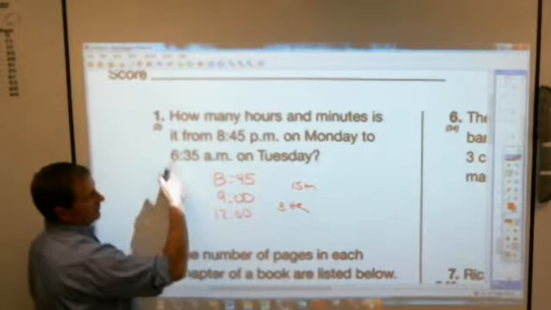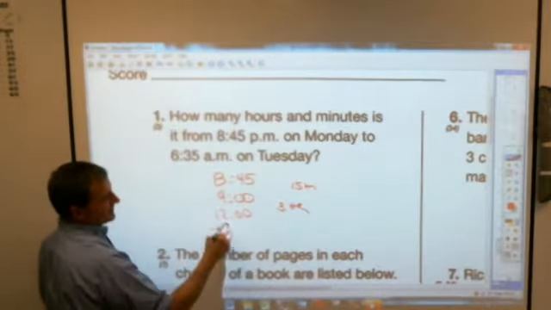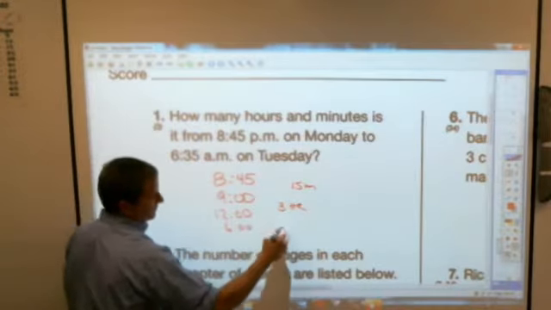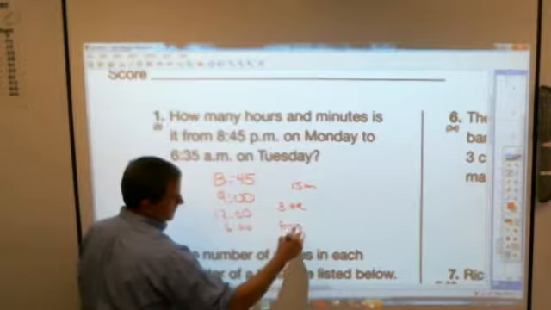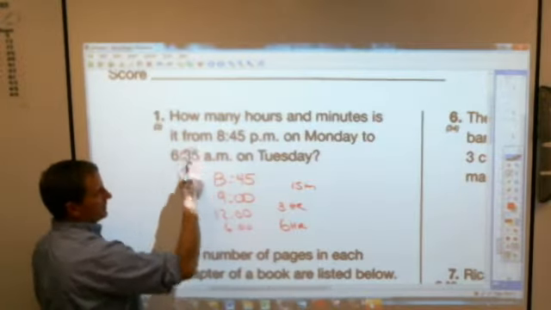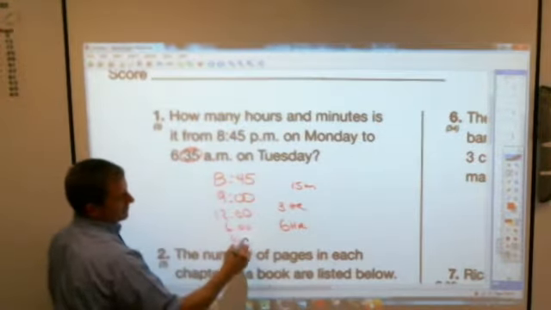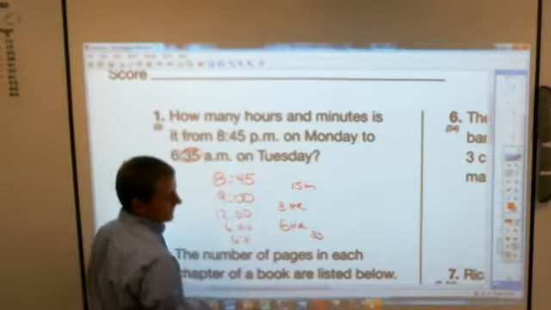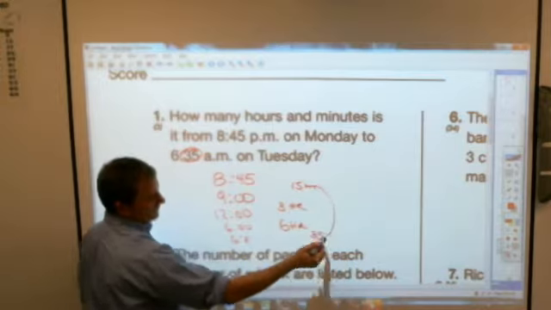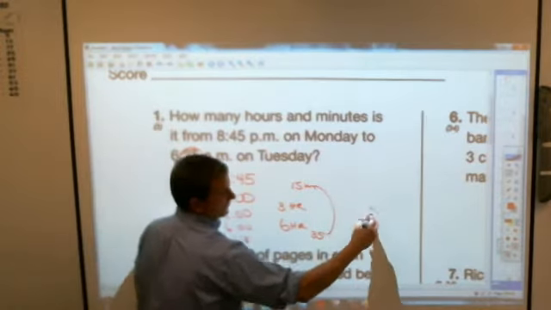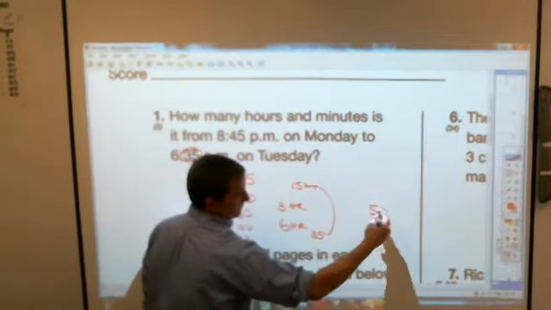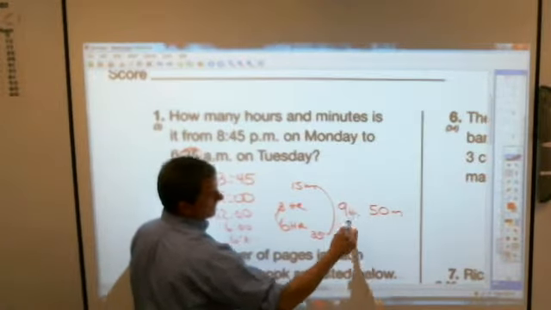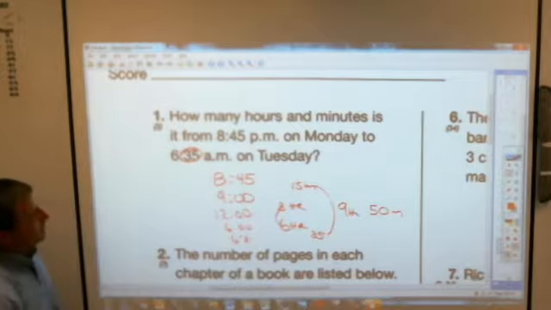Then I go from 12 in the morning to 6 in the morning, which is what? 6 hours. And then I'm going to go from 6 o'clock to 6:35, which is 35 minutes. And then you kind of have to put all those together. 35 minutes and 15 minutes is 50 minutes. You can do the math, then 6 plus 3 is 9. So 9 hours, 15 minutes.